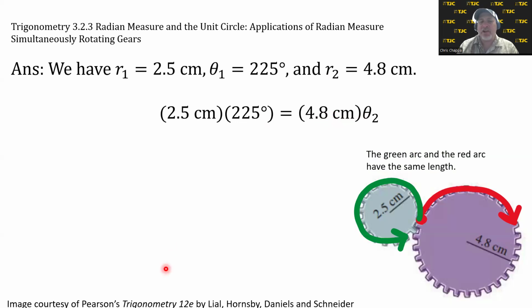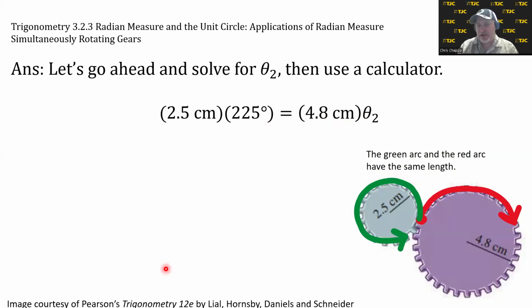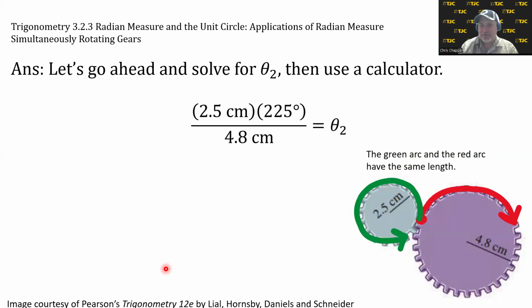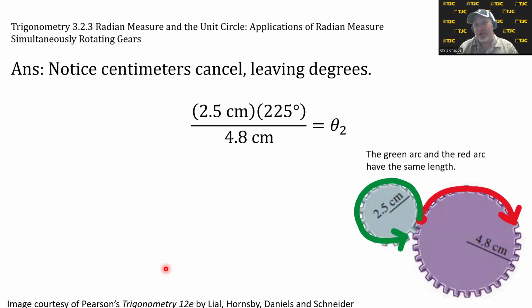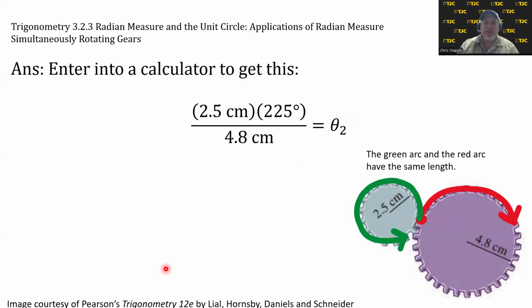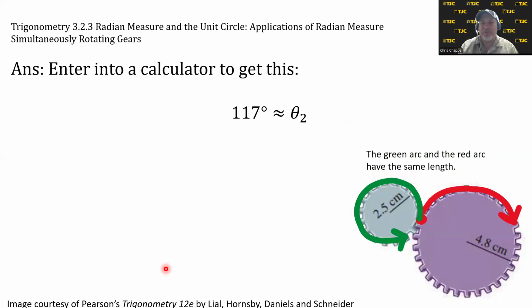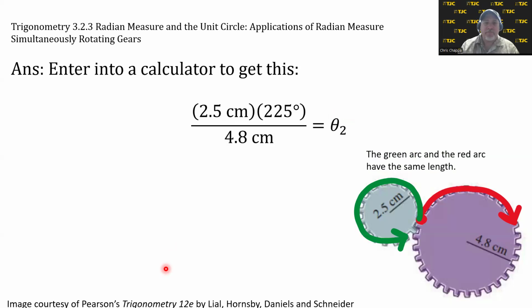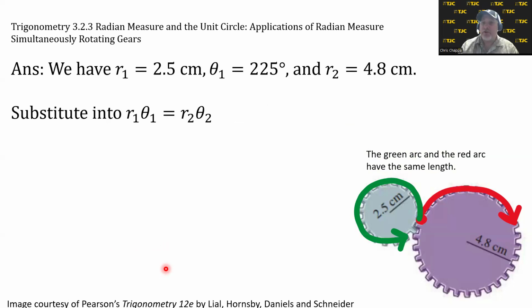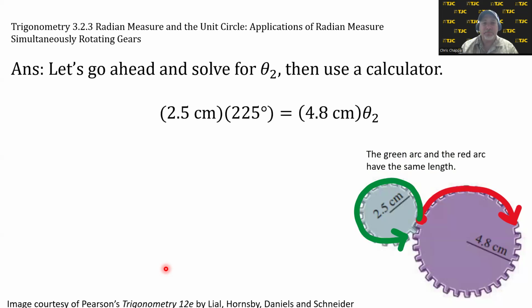Instead of multiplying on the left, let's go ahead and just solve for theta 2 by dividing by 4.8 and get this, and then put all of that into a calculator. The centimeters will cancel, by the way, leaving degrees. If we enter this into a calculator, we get approximately 117 degrees. So pretty straightforward. Small little equation for relating the angle of rotation and the radii of two interlocking gears.